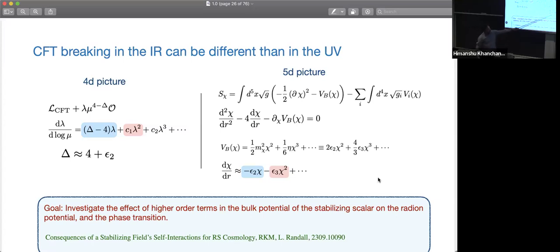This translates in the 5D picture in which we model to include higher order terms in the bulk potential of a scalar, the scalar which is dual to this operator O. So the scalar O is dual to a scalar field in the 5D, and having higher order terms in this beta function translates to having a more interesting potential in the bulk.